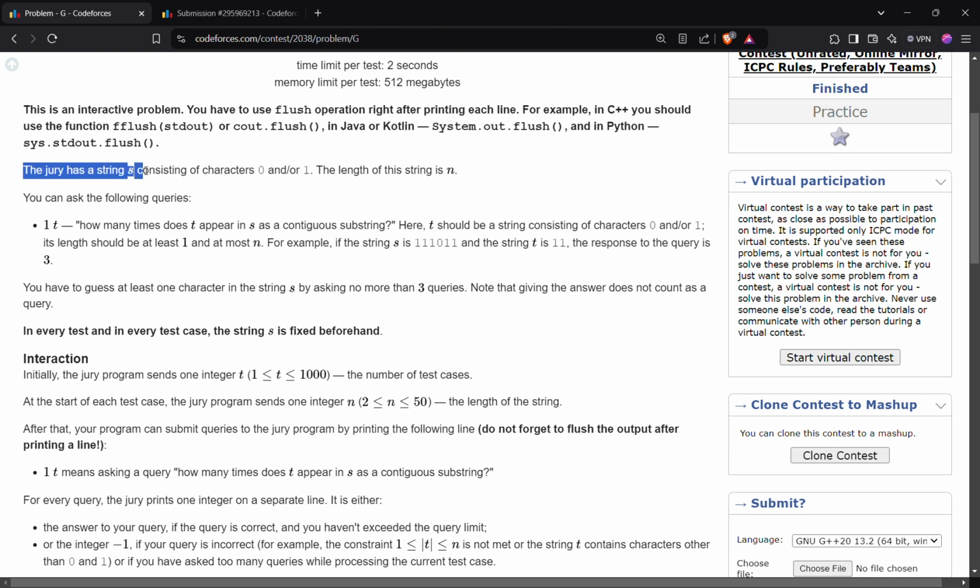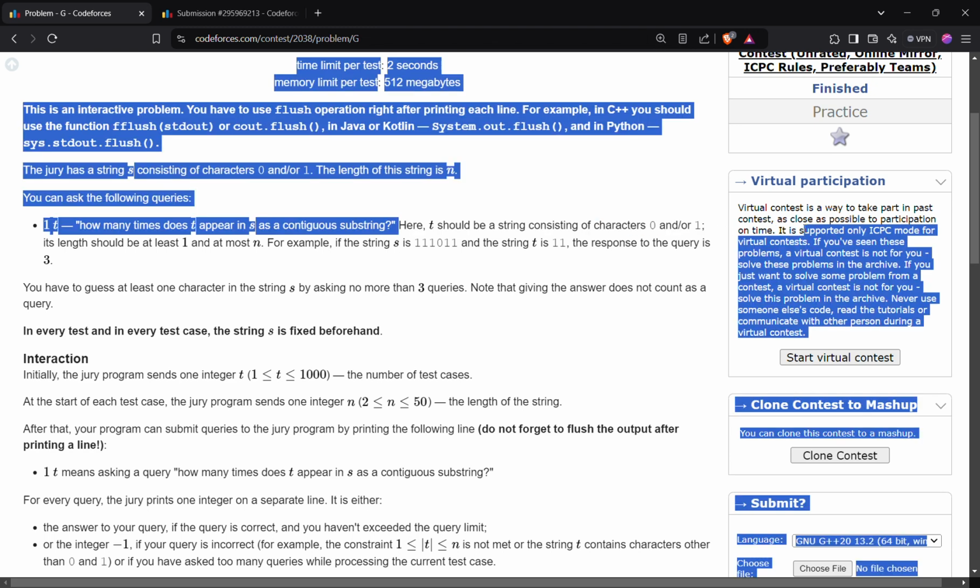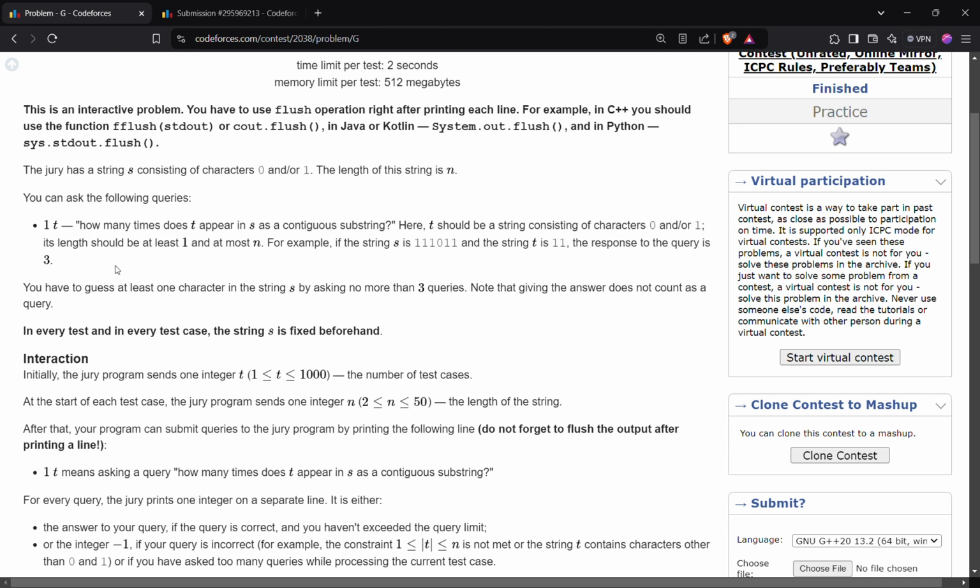So the jury has a string s, which is fixed beforehand, consisting of characters 0 and/or 1. The length of this string is n. You can ask the following queries: 1 and t. It will give how many times t appears in s as a contiguous substring. Here t should be a string consisting of characters 0 and/or 1. Its length should be at least 1 and at most n. So basically that's the definition of substring. And that's how they demonstrate it with an example.